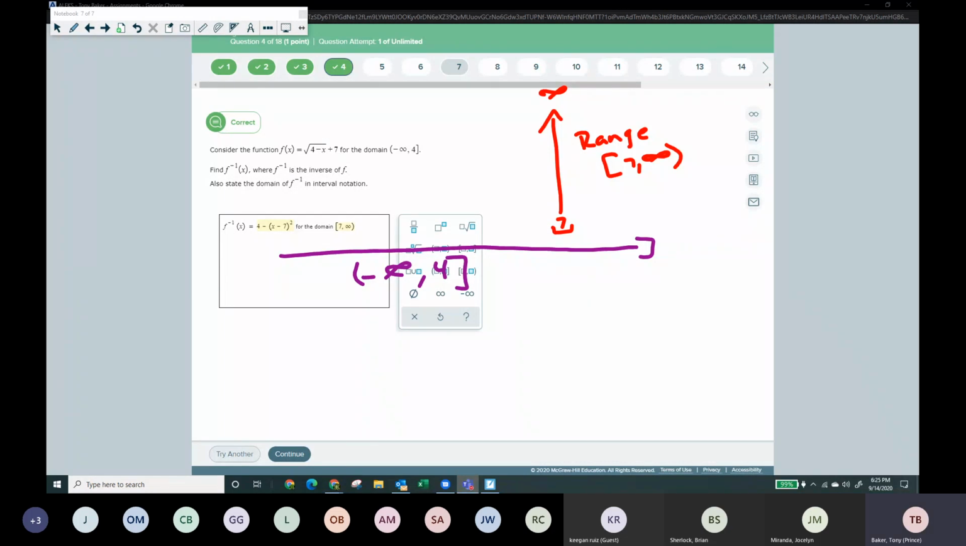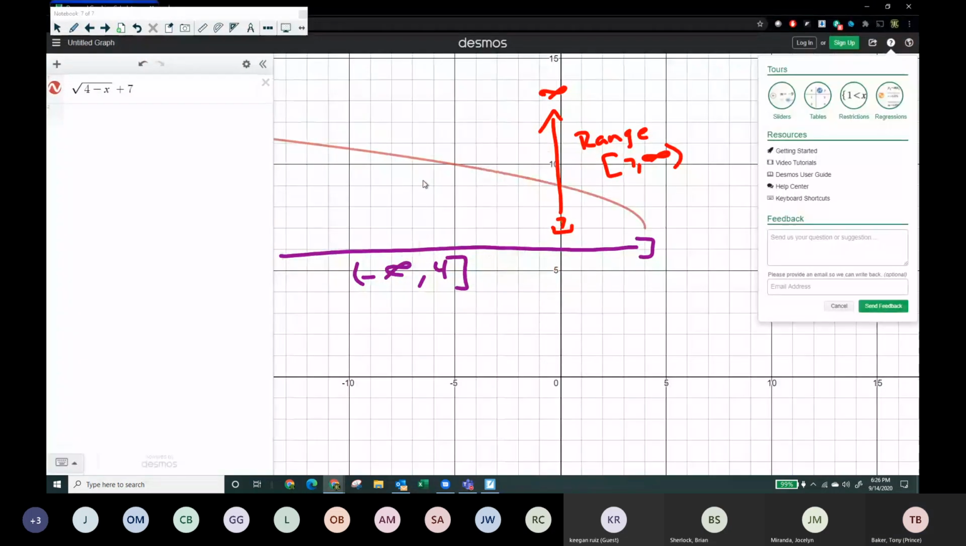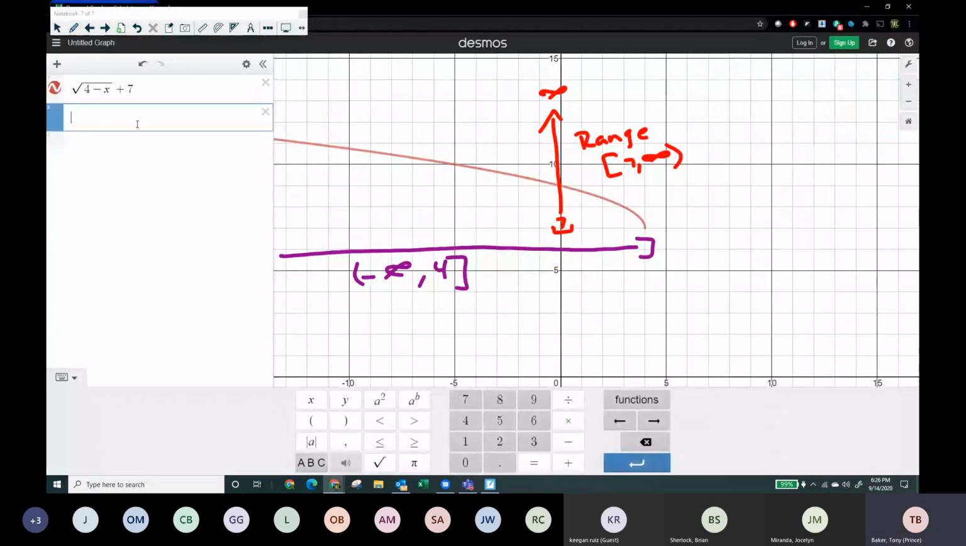No, you're not going to have to graph it to do it. The easiest way to do it is how I did it before, by just plugging in the values. I want to actually show you the inverse of this. 4 minus 7 minus squared.